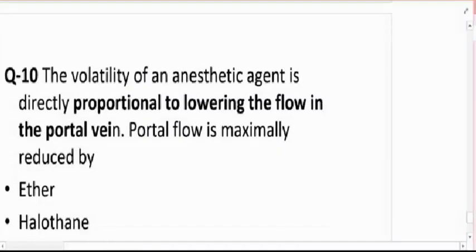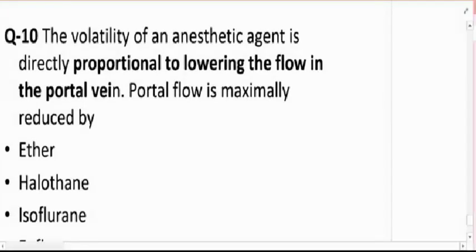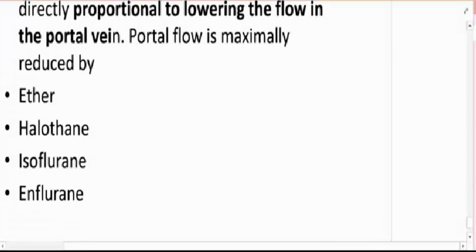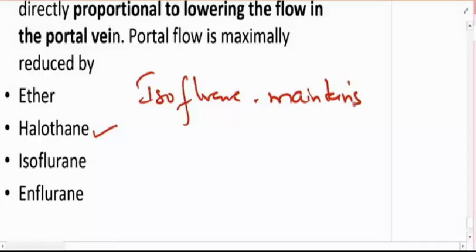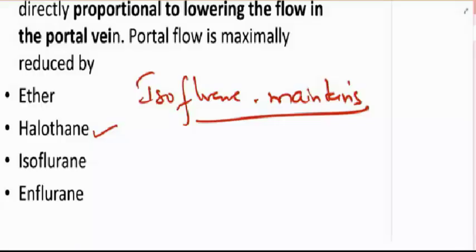Now, question number 10. The volatility of an anesthetic agent is directly proportional to lowering of the flow in the portal vein. Portal flow is maximally reduced by halothane. Isoflurane maintains the portal flow, while halothane causes maximum reduction in the portal flow.